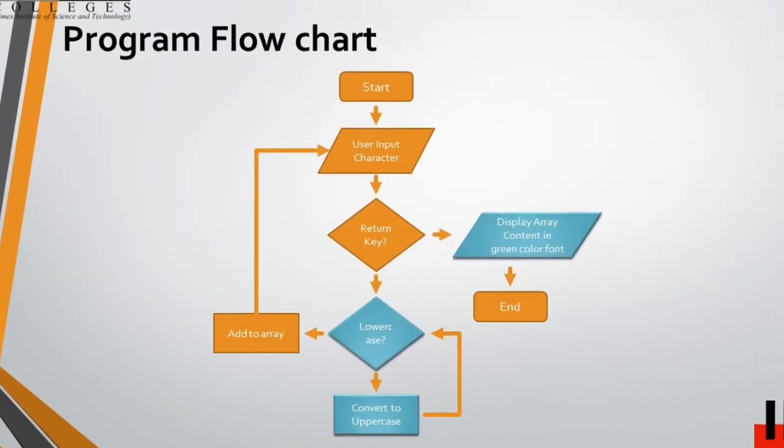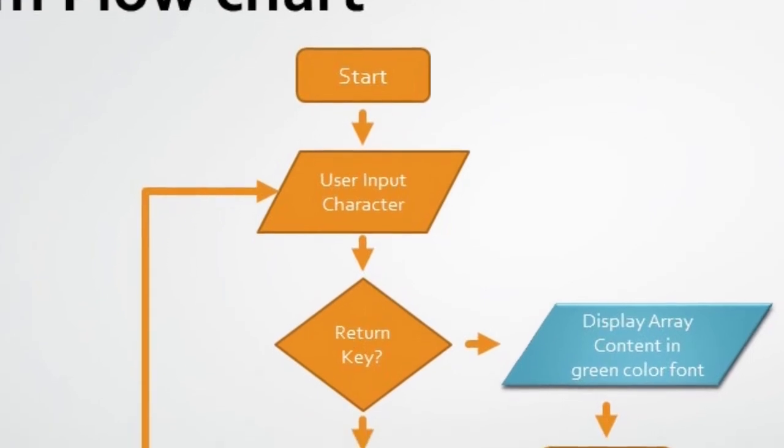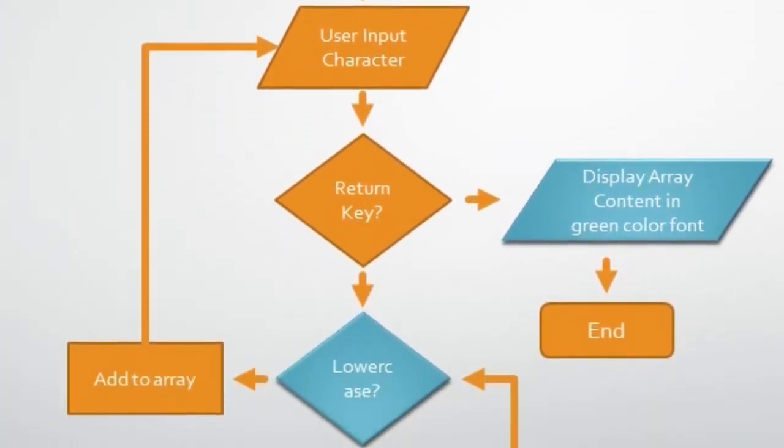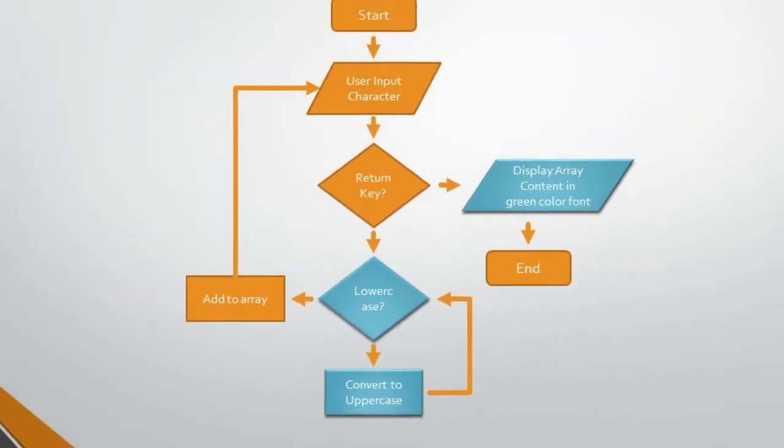Modified program flowchart. Start of program. User input character. Conditions and loop body. Add to array. Display array content in green font. End of program.